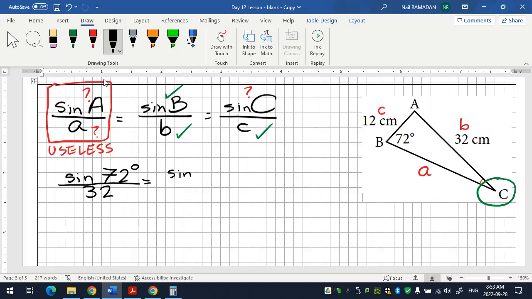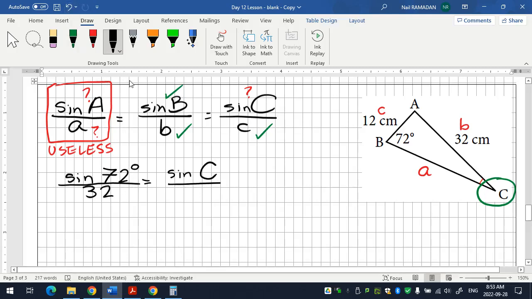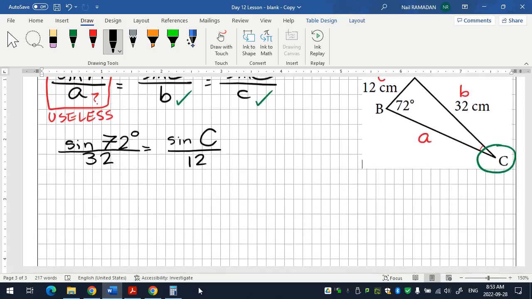You keep calling it sine C until the end. Sine, but make sure, is this correct? No, it has to be sine what? Uppercase. Angles are capital, sides are small. So over what? 12. Okay, let's get some more numbers. So plug in right here.